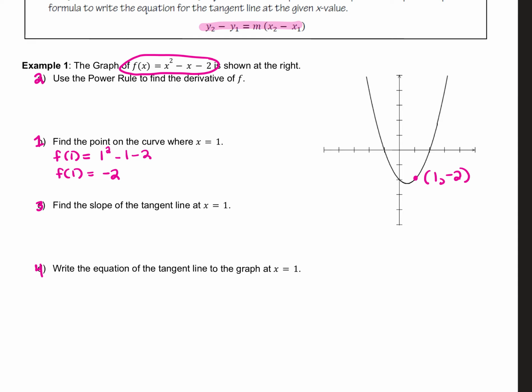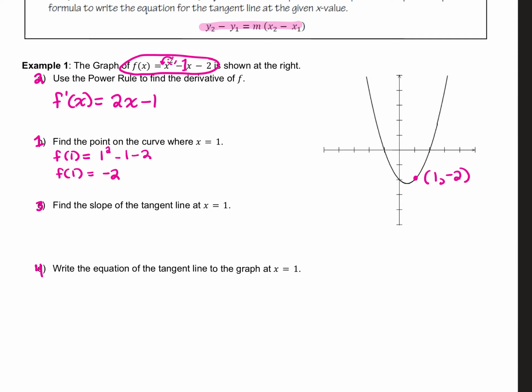Second, we're going to find the derivative of f of x. So we do that using our power rule. I think this one's a pretty easy one out of the ones that we did last time. This is the easiest type. It's just a regular old polynomial, so we can apply our power rule. Our power rule says we'll take the power, multiply it by the coefficient of x, and then reduce the power by 1. So the derivative of f of x is going to be 2x, and then minus 1, because this is a 1 right here.